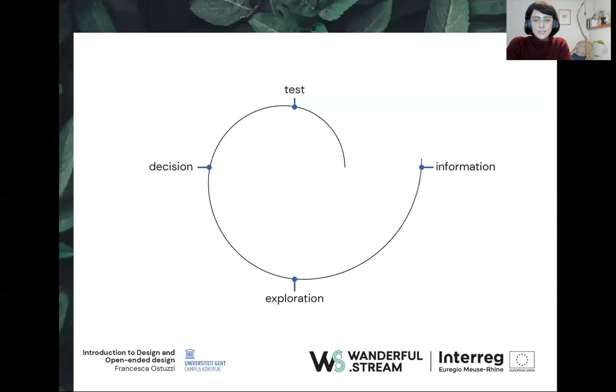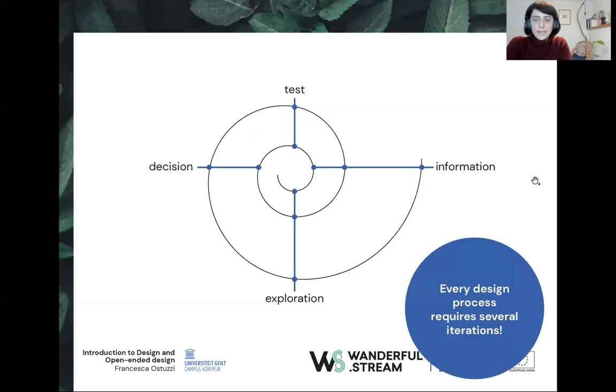So I start gathering information, I explore my problem, I take some decisions, I test them, and at that point, I'm far from being finished. In fact, I have to start by testing already. I gather new information, I learn new things, and therefore I can diverge again, explore, I can converge again, take more decisions, and test again. In fact, every design process requires several iterations. It's very hard to imagine that only one iteration will bring to a good solution.